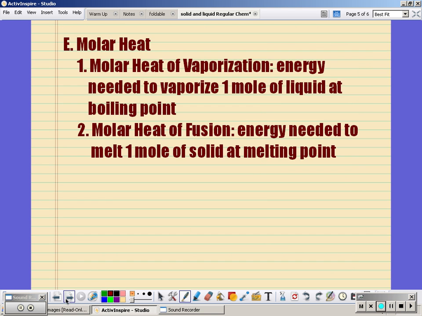Molar heat of vaporization. Vaporization means going from the liquid to the gas phase. So it's how much heat is needed to vaporize 1 mole of a liquid at the boiling point. How much energy do I need to take my 1 mole of liquid and turn it into a gas? Molar heat of fusion. Fusion means melting, so we're talking about going from solid to liquid. How much heat do I need to take 1 mole of solid and turn it into a liquid? You just need to know these definitions.